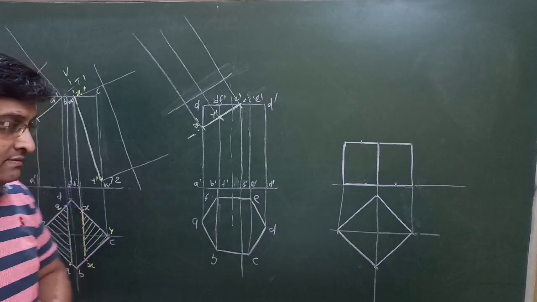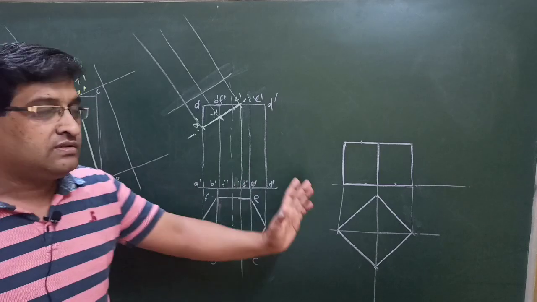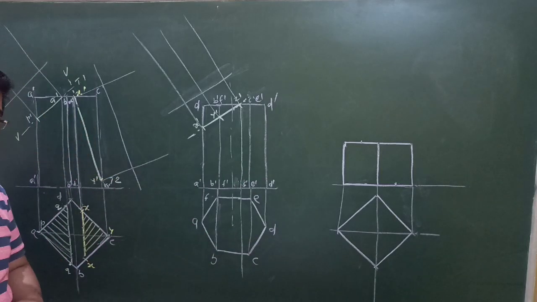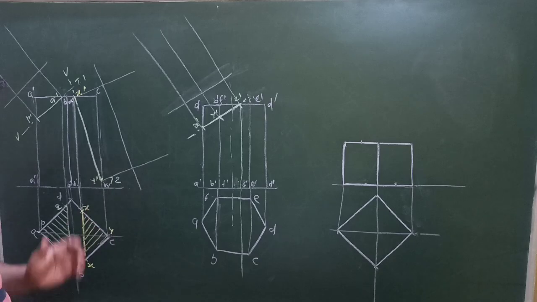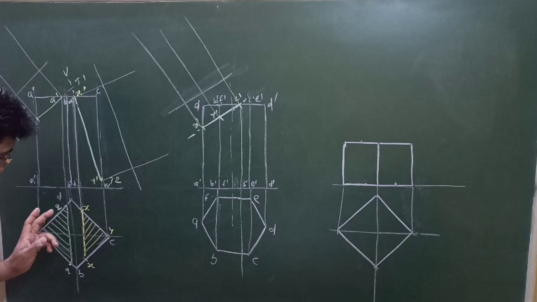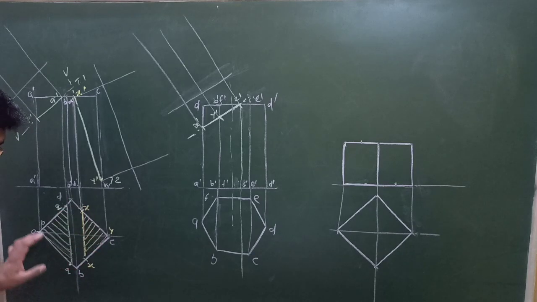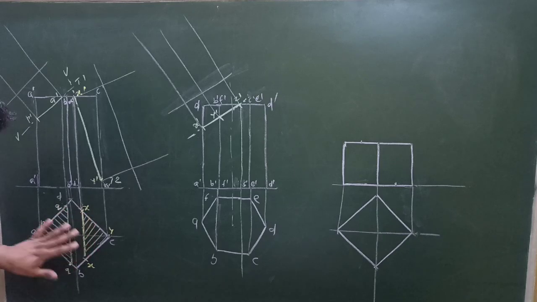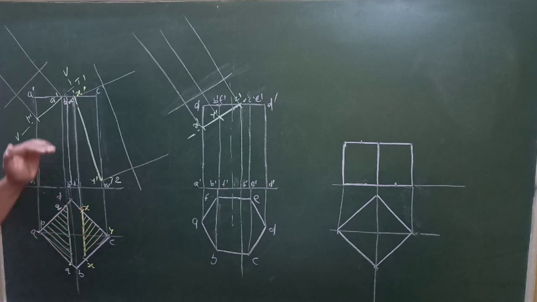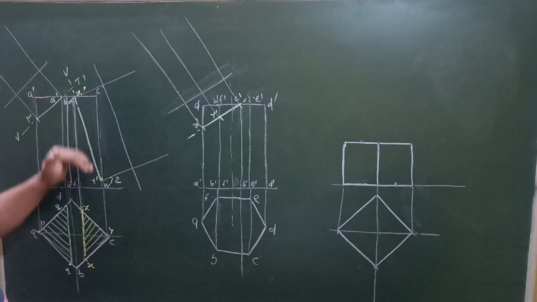So let us start. Here I have drawn three figures for three problems. One by one we will take them. So this is the first problem. In this problem, here is a square prism which has top view like this. Ignore this hatching and all those. So simply we have drawn the top view. Here is the front view as a rectangle.